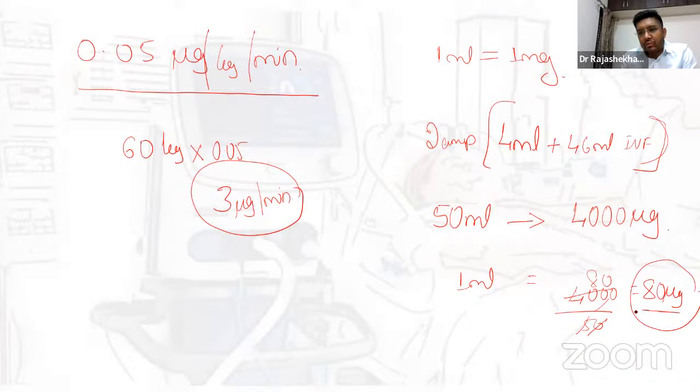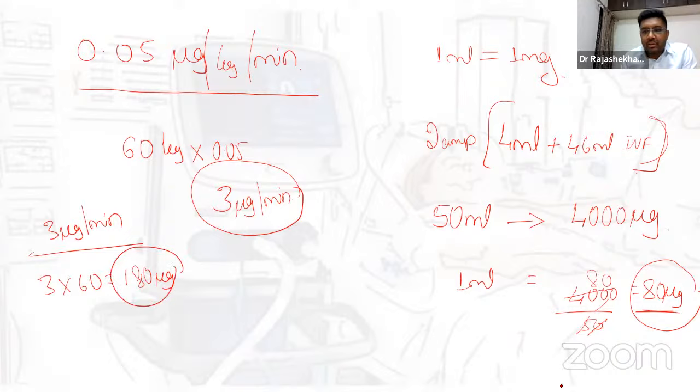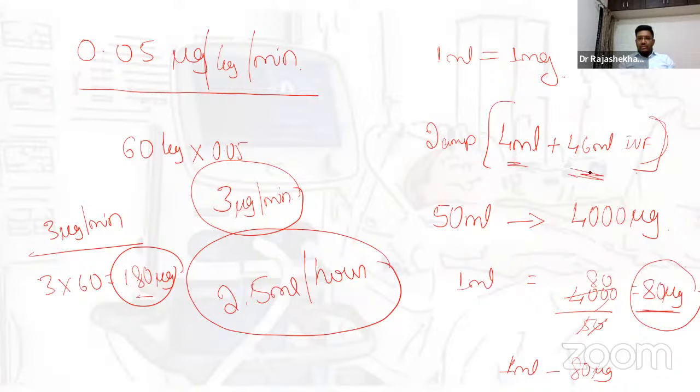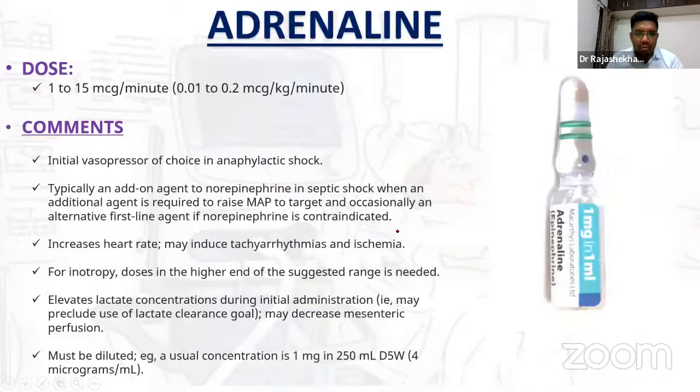So how much noradrenaline do I want for a 60 kg patient? I want 3 microgram per minute. Per hour, I want 3 into 60, that is 180 microgram. My concentration here is 1 ml contains 80 microgram, so I usually advise 2.5 ml per hour infusion. If you start the patient by putting 4 ml of noradrenaline in 46 ml of IV fluid in the infusion pump and give 2.5 ml per hour, it usually becomes 0.05 to 0.06 microgram per kg per minute. Then you can go on increasing the dose.